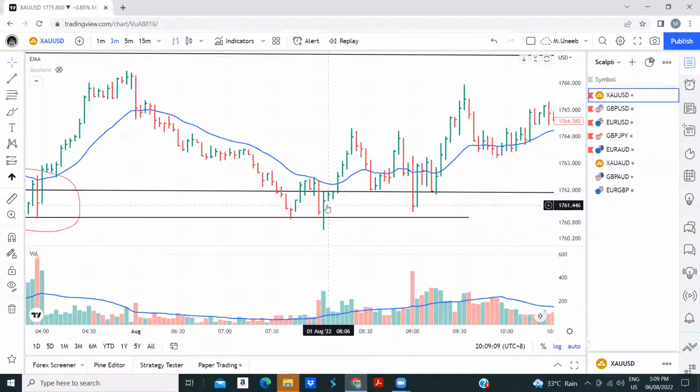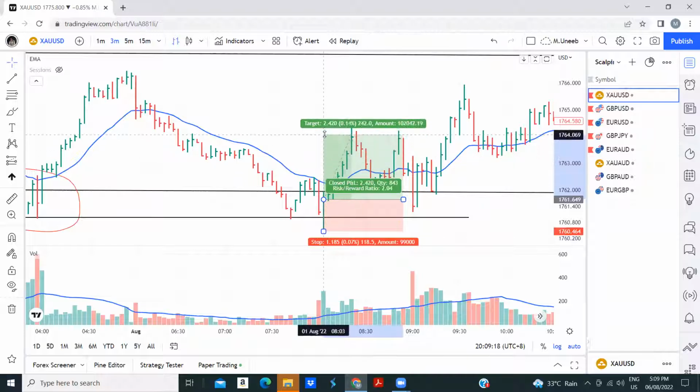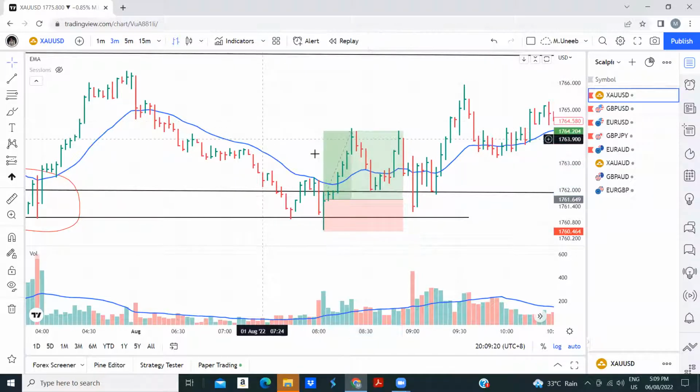Now this is a very clear way to trade. You know already what to do, right? So just take the trade. Simple. Nothing much to care about. Got it?